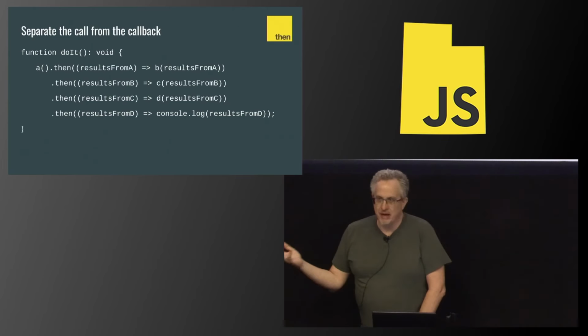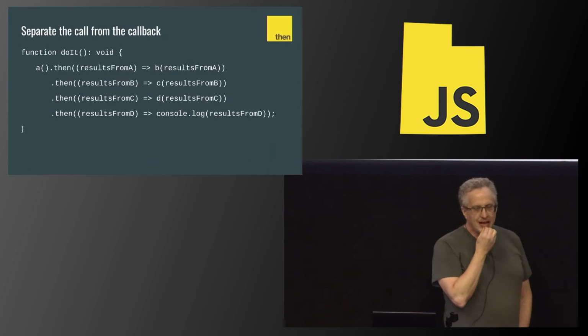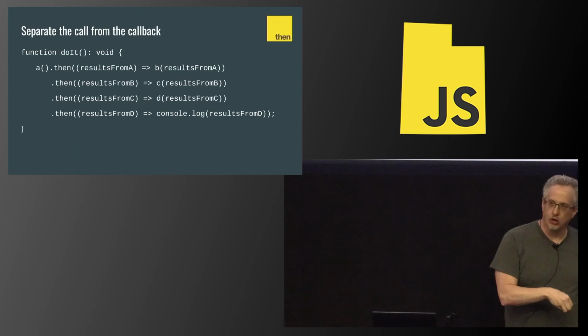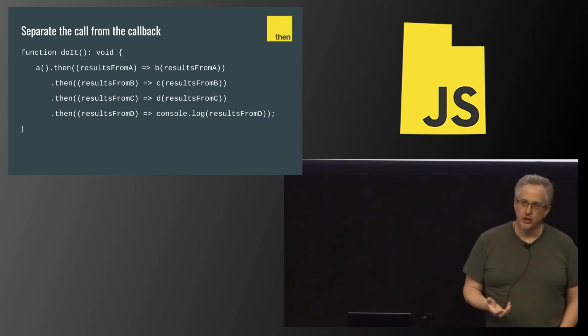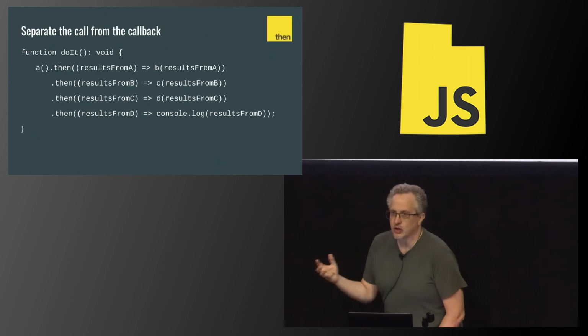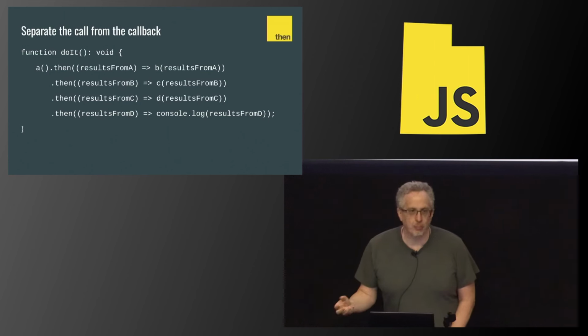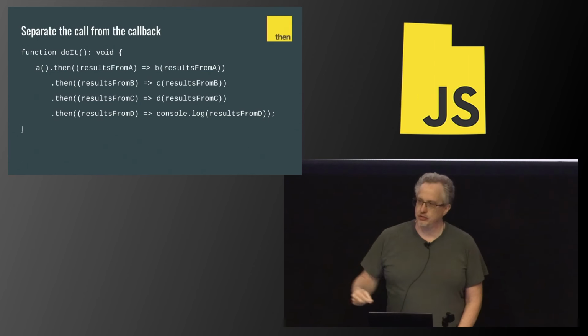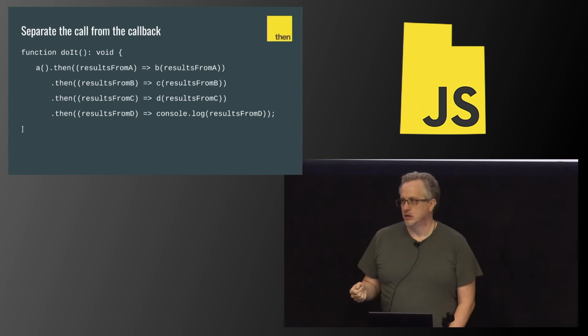And this is what that pyramid of doom looks like with promises. It helps us separate the call from the callback. We're still using callbacks, but they're managed better now. So we don't have that pyramid of doom. We make the call to A, and yeah, it still has a callback, but we don't give that callback directly to A. When A is done, it gives us a promise that will operate on that callback.